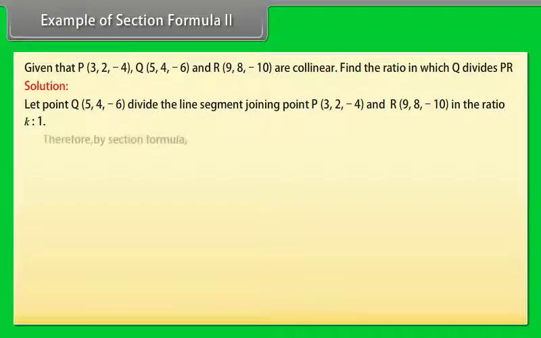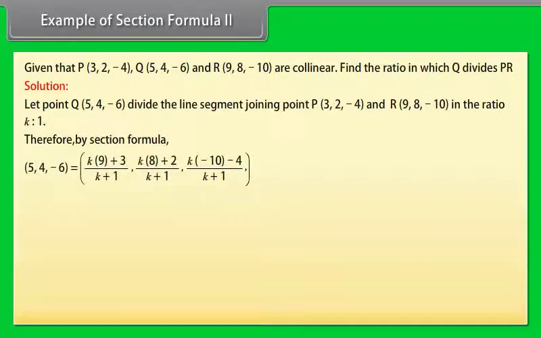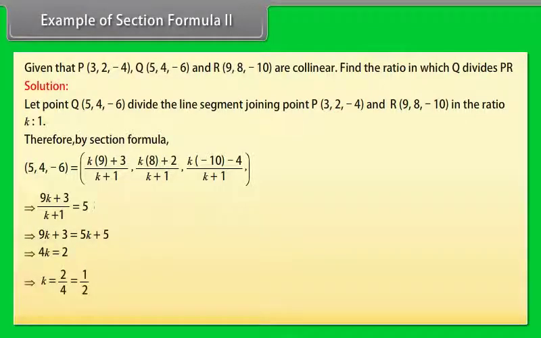Therefore, by using the section formula we get (5, 4, -6) is equal to ((k into 9 plus 3) by (k plus 1), (k into 8 plus 2) by (k plus 1), (k into -10 plus -4) by (k plus 1)). On solving for k, we get k is equal to 1 by 2. Thus, point Q divides PR in the ratio 1:2.